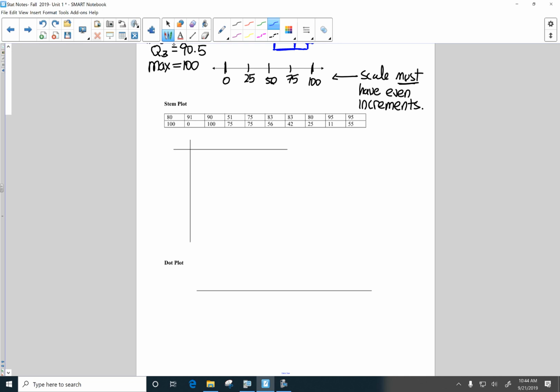All right, so we're going to write stem here, and we're going to write leaf, or if you want to go plural, you can go plural, leaves.